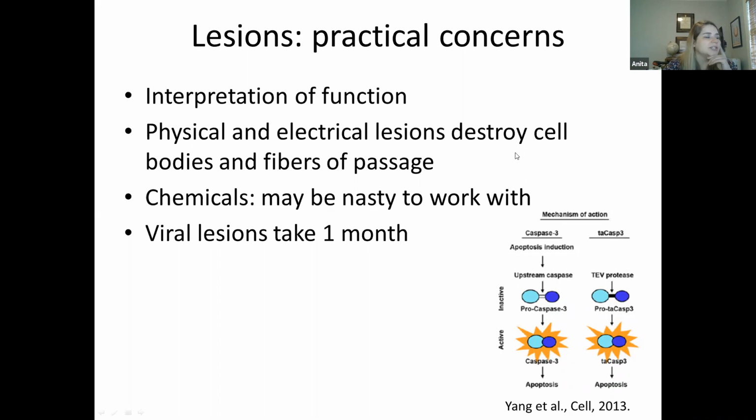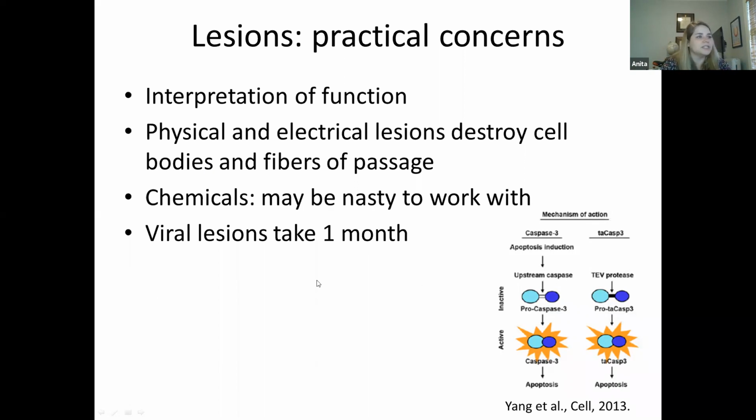In the case of physical and electrical lesions and potentially chemical, I didn't have time to look it up. They destroy both the cell bodies and fibers of passage. So you're not just damaging cells that are in that area, but also any incoming or outgoing information. And then chemicals, some of them are very nasty. So you have to get a lot of approvals, and you have to be really careful when you're working with them, because obviously if they're killing neurons, you have neurons too, most of the same channels that the mice have. In this case, we're mostly talking about mice.